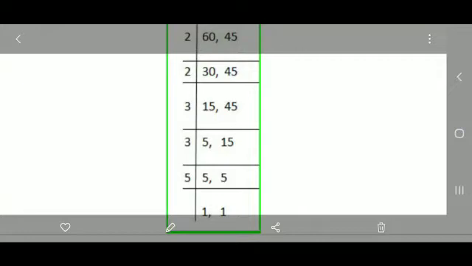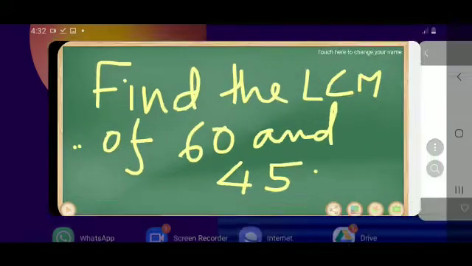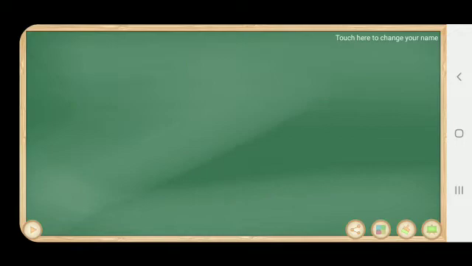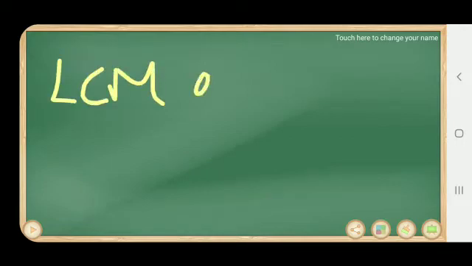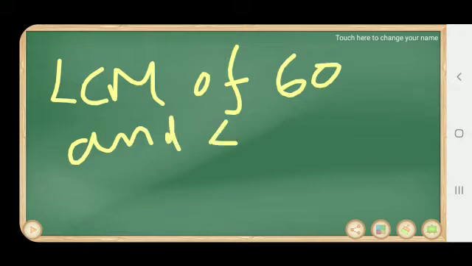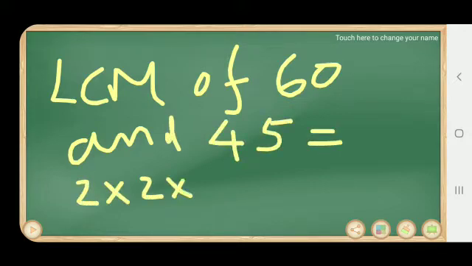So, what is the LCM? 2 into 2 into 3 into 3 into 5. So, LCM of 60 and 45 is equal to 2 into 2 into 3 into 3 into 5.